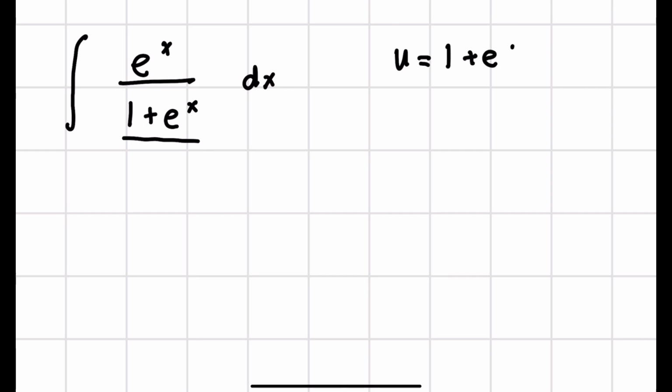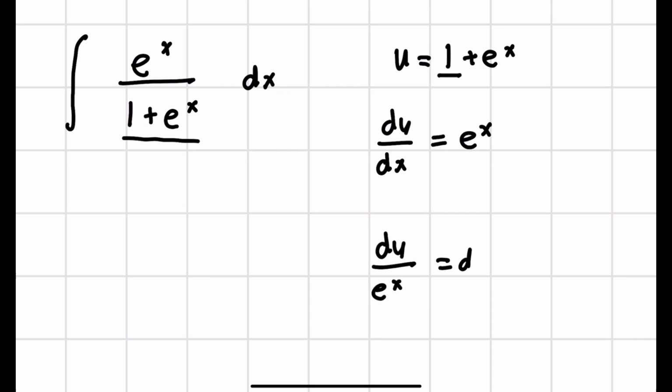And the derivative of that will simply be e to the x, because 1 is a constant, and the derivative of that will be equal to 0. And now let's rearrange everything. So we have du over e to the x equals dx. So now let's substitute everything. So we have the integral of e to the x over u, and then dx is simply equal to du over e to the x.